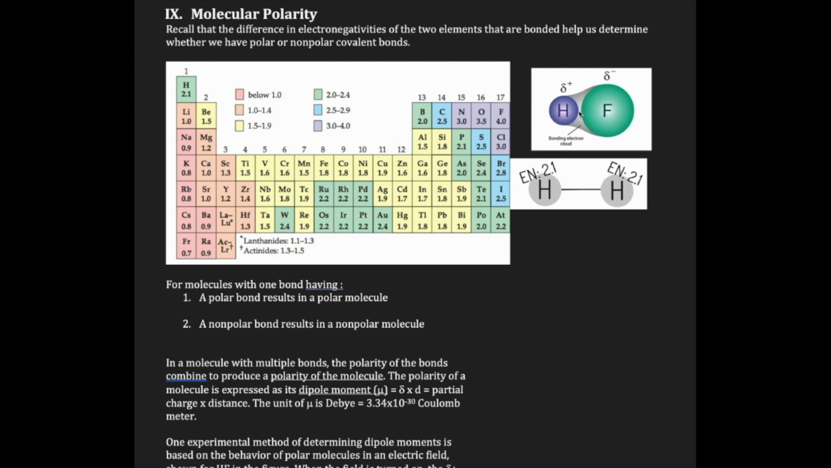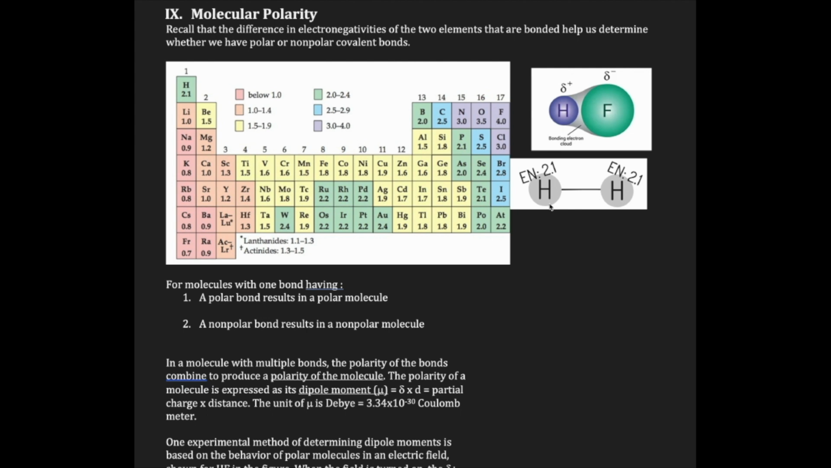If you have a molecule like HF where there's one bond, which is the bond between H and F, you can calculate the difference in electronegativity between those two elements. In this case, 4.0 minus 2.1, you get a 1.9 delta EN, or difference in electronegativity, and that means this bond is polar, okay? Whereas if you have a molecule like H2, in this case, you have electronegativities of 2.1 each. Subtract the two of them, you get delta EN of 0, which means the bond itself is nonpolar.